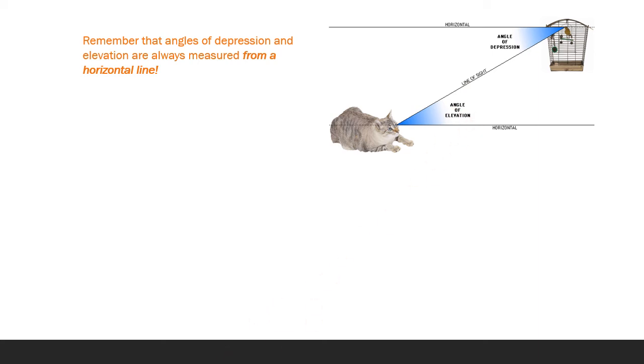So going up here, that's an angle of elevation. An angle of depression is going from a horizontal line down, so the bird is looking down from a horizontal line. Imagine their eyeballs first going straight horizontally, and then going up. That's an angle of elevation.